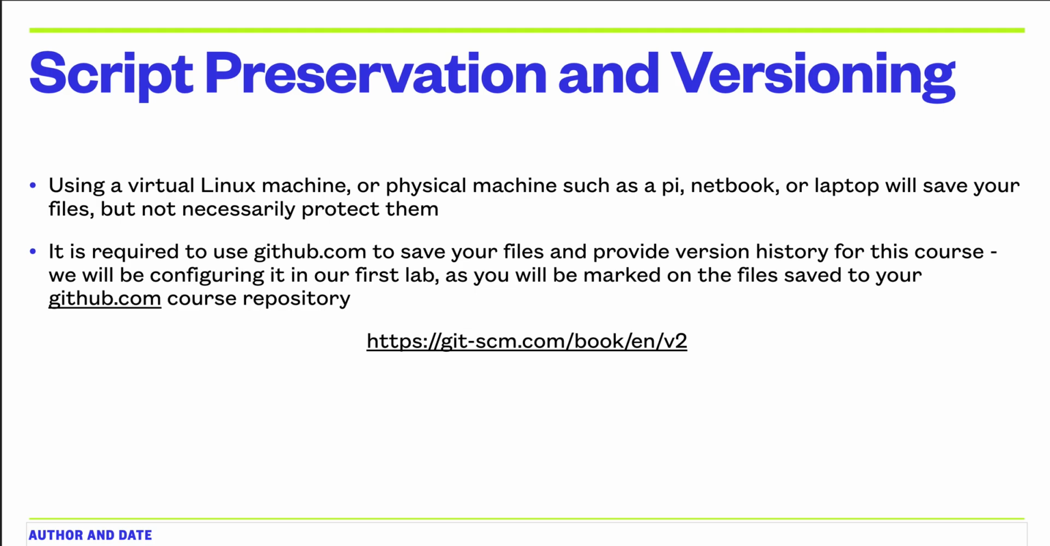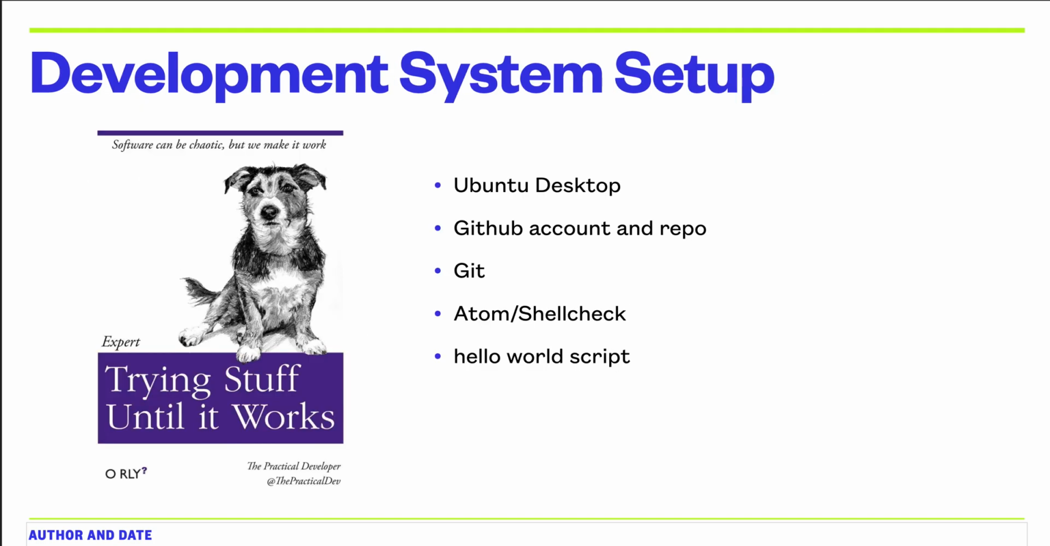So that's a quick overview of where we're going with this course, what scripting is about, and what shells are, and which ones we're going to be using. Let's move into our first lab, where we'll set up a Ubuntu desktop machine. We'll set up a GitHub account and a repository. We'll install Git and Atom and ShellCheck on our Ubuntu desktop, and we'll create our first script to say hello world.